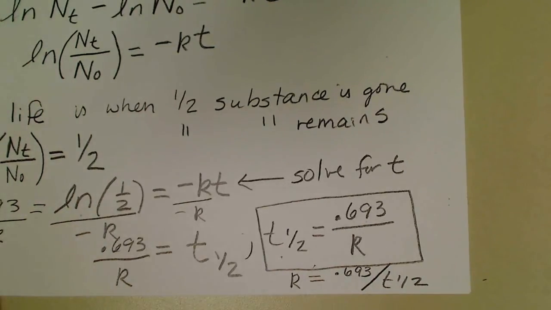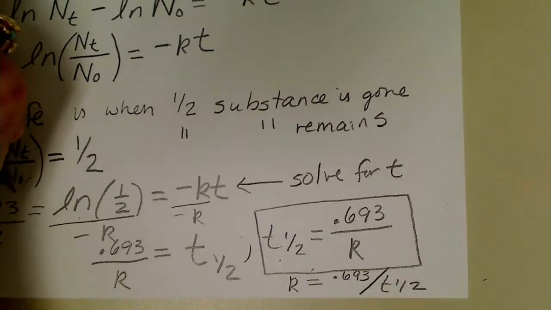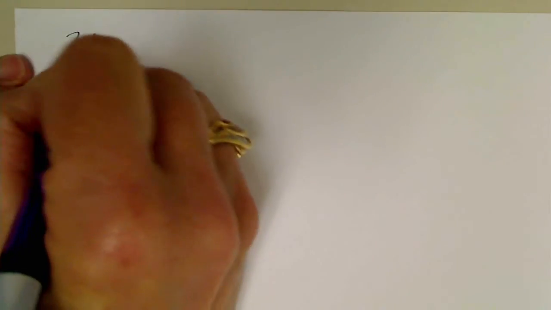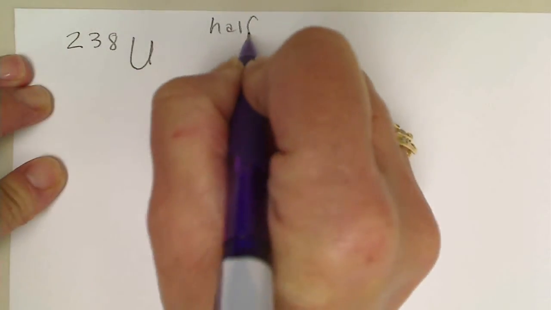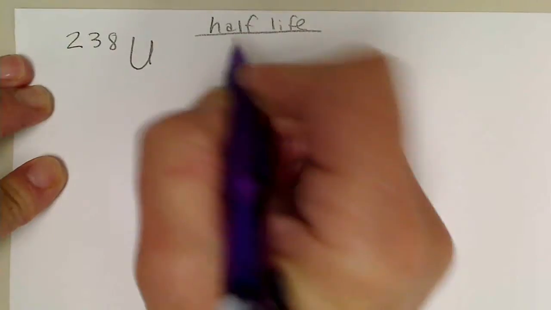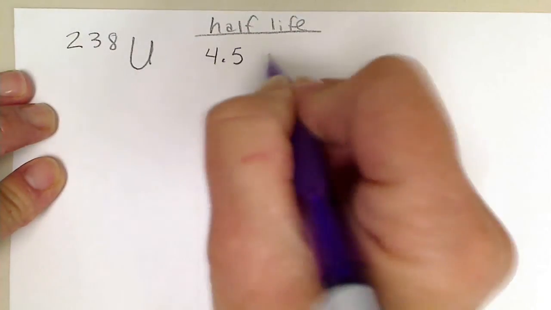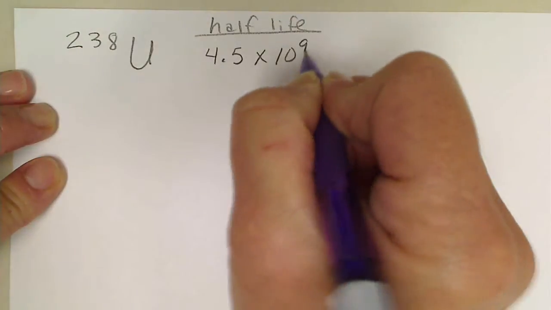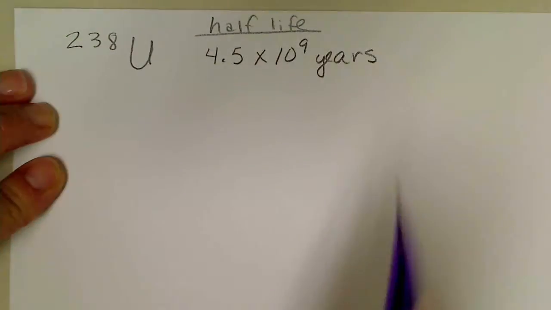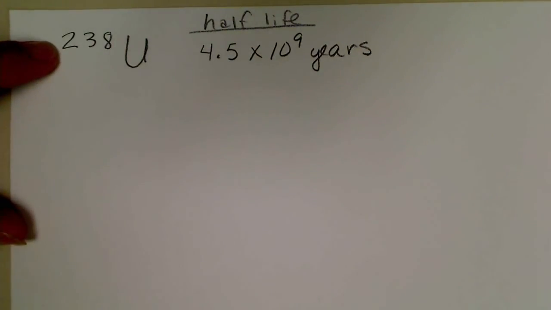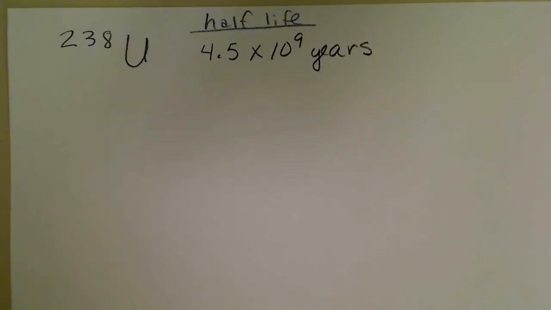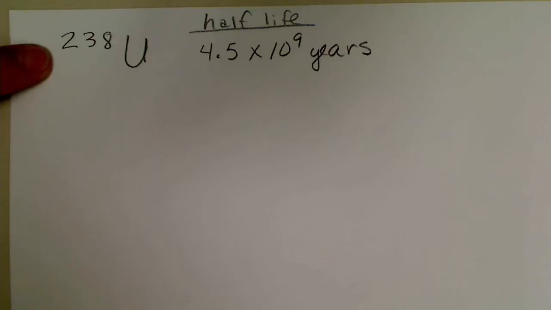So I'm going to list on the next piece of paper the half-lives of a few isotopes. So we could look this up. Uranium-238, its half-life, if I just write that across the top, is 4.5 billion years, which means it takes a long time for uranium to undergo decay so that only half of the uranium is left.